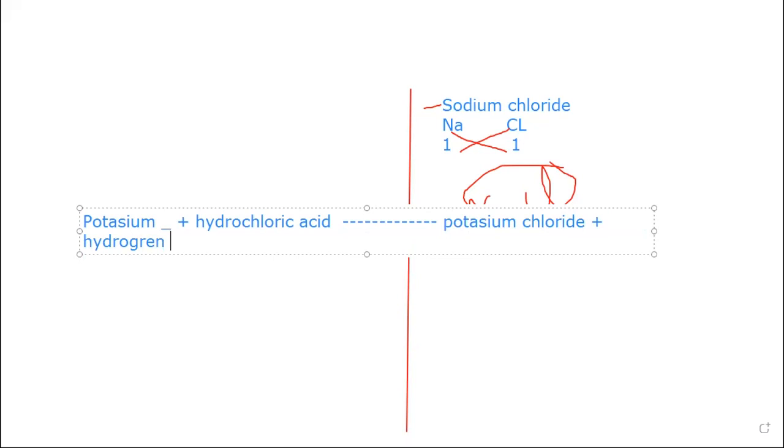This means when the more reactive element reacts with hydrochloric acid, it will displace, or take the position of, hydrogen in this acid and give salt, and hydrogen gas is evolved. Okay? Another example.